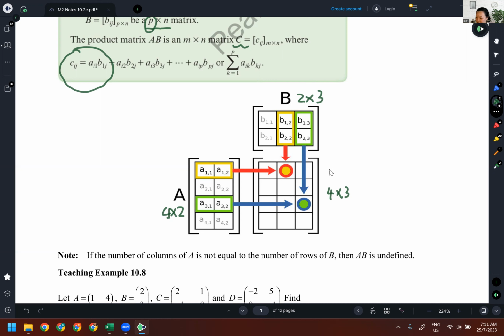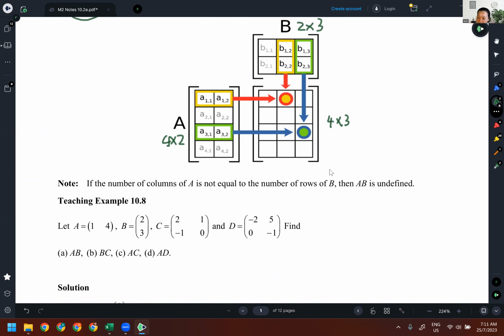Now it's difficult to just explain using the illustration. So I will explain more using examples. Before that, please note that if the sizes don't match, that means if the number of columns is not equal to the number of rows, then this multiplication cannot be done. AB is undefined.